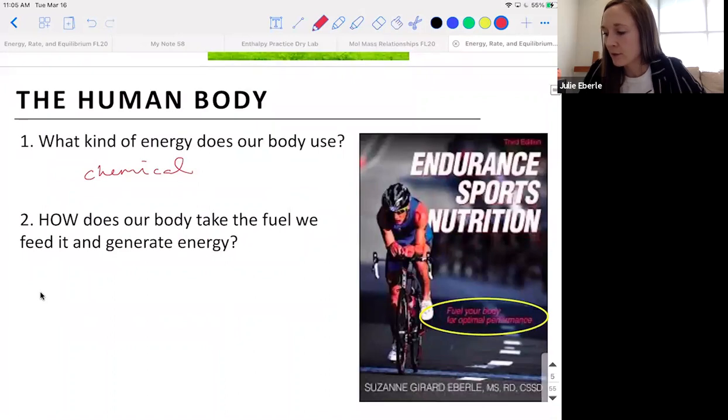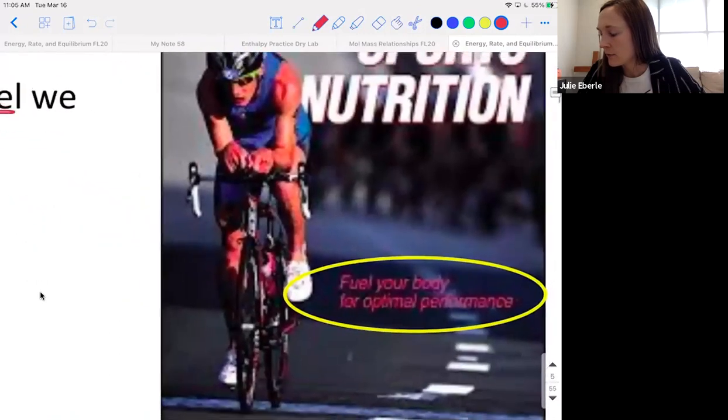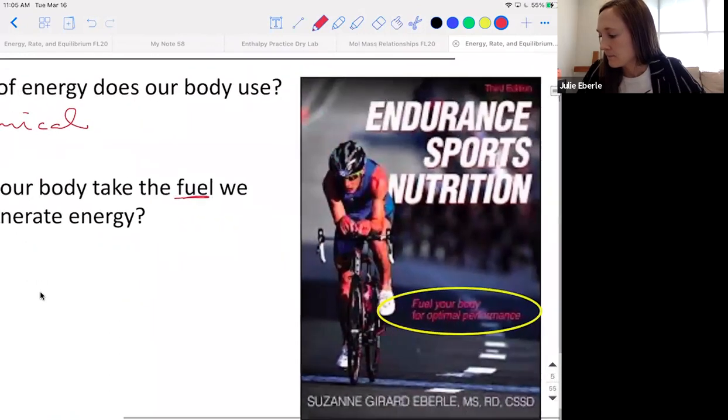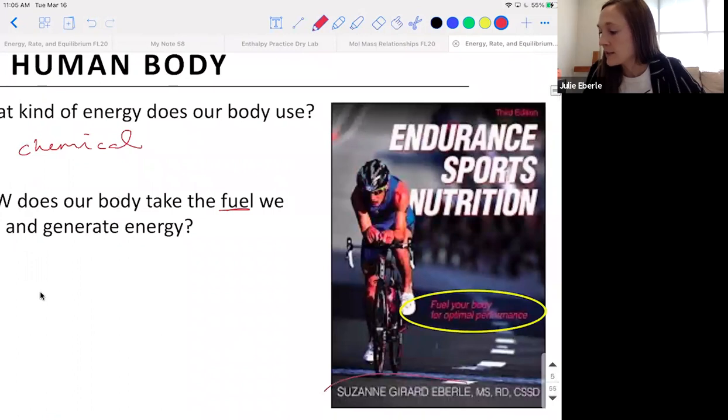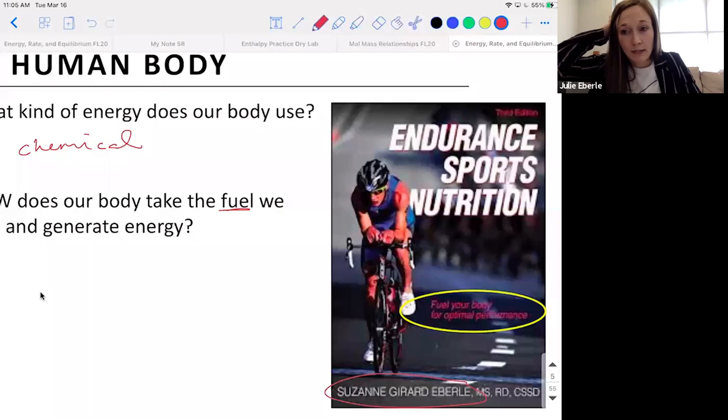So first off, what kind of fuel? I put this picture of this Endurance Sports Nutrition magazine on here because it says fuel your body for optimal performance. This is not a relative of mine, but apparently someone does dietetics stuff. What kind of fuel do we feed our body that contains the chemical energy that we need? So how do we acquire the chemical energy that we need? By doing what? By food. Thank you, Bailey. Okay, food and water, and then oxygen.